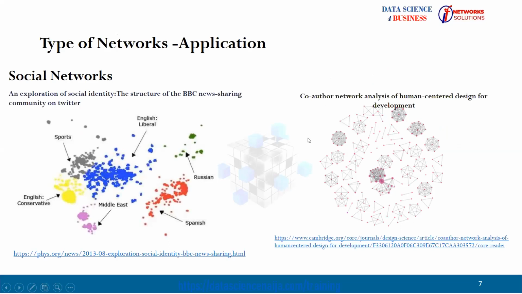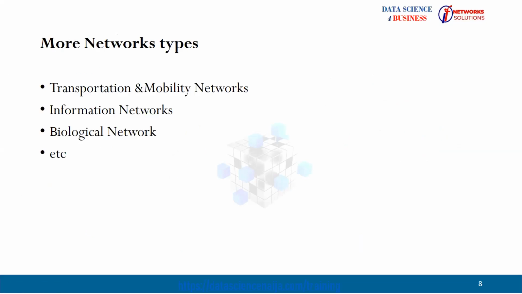There are different types of network. We have social networks on social media, for example, this is a network of the BBC News sharing community on Twitter. Then we can also have a co-authorship network, which is what I have here, showing how people are collaborating to do research. Then we have transportation networks, information networks, biological networks, and so many more.